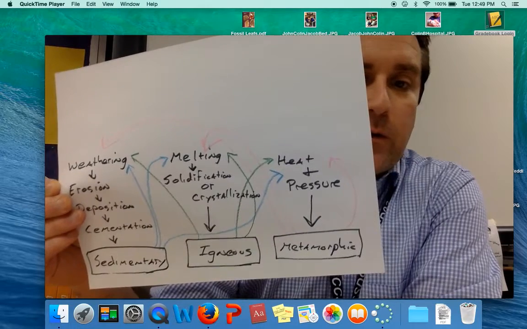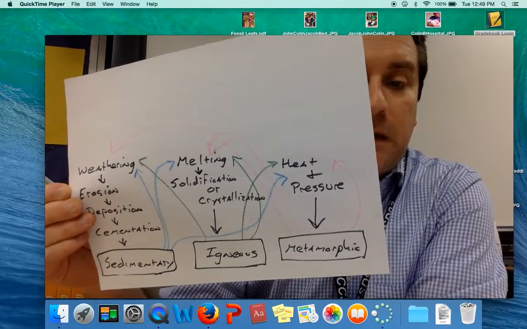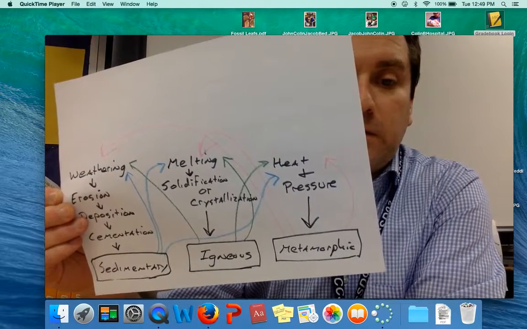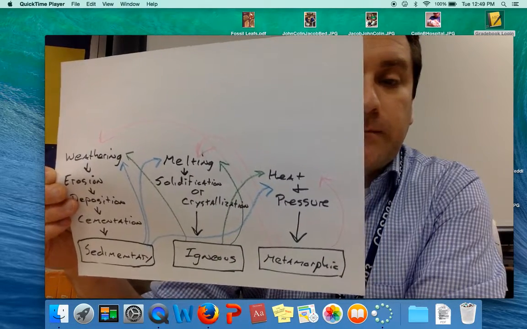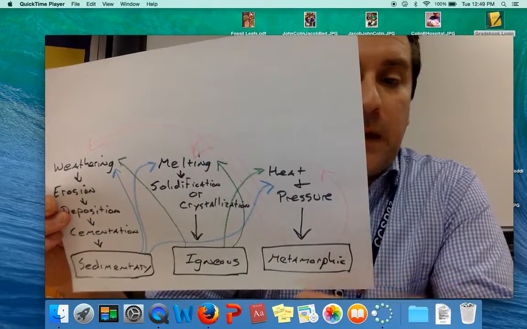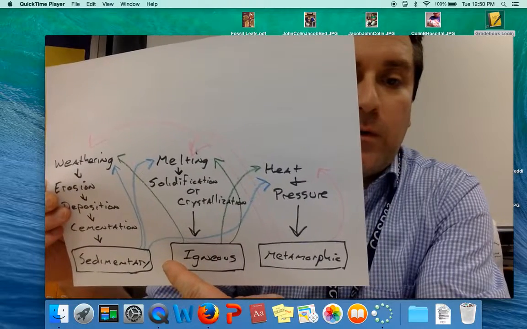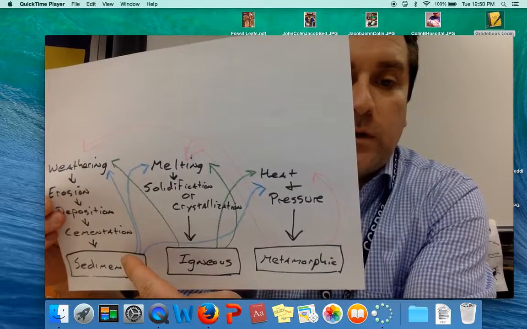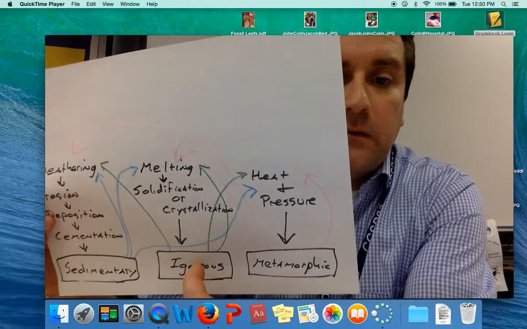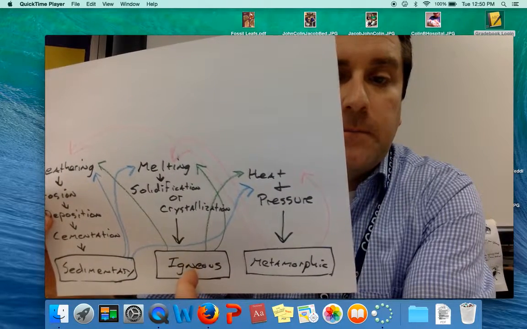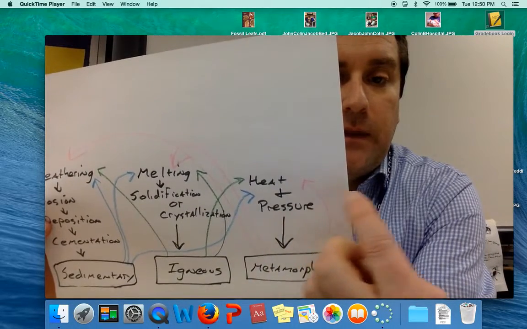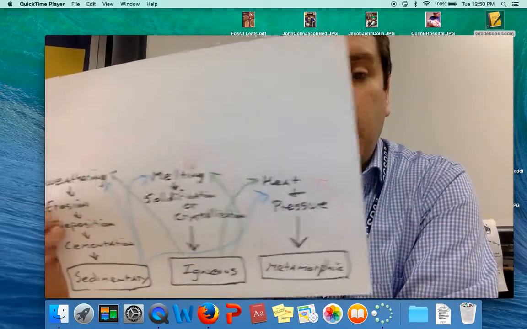Metamorphic rock could go through melting and solidification and become igneous. A metamorphic rock could go through weathering, erosion, deposition, cementation and become sedimentary rock. All right, so it can go in a couple different ways. But in order to become sedimentary, it has to go through weathering, erosion, deposition, cementation. In order to become igneous, it has to go through melting, solidification, crystallization. In order to become metamorphic, it has to go through heat and pressure. Okay, and then they can kind of change to other forms as well.